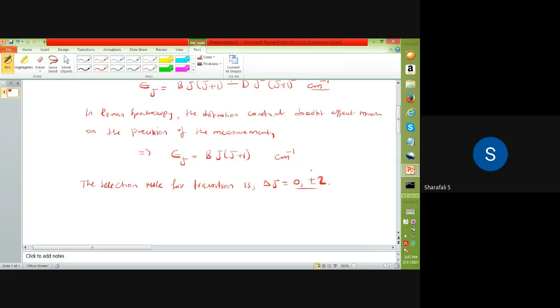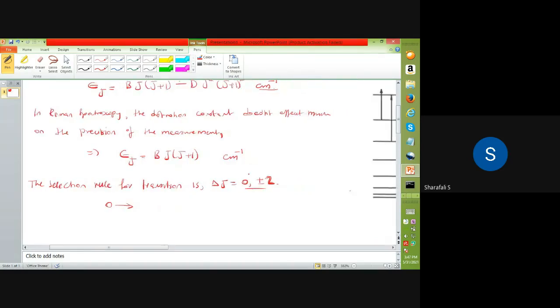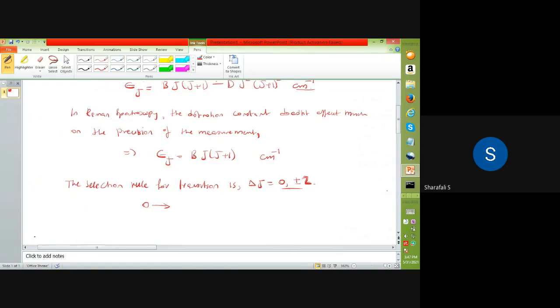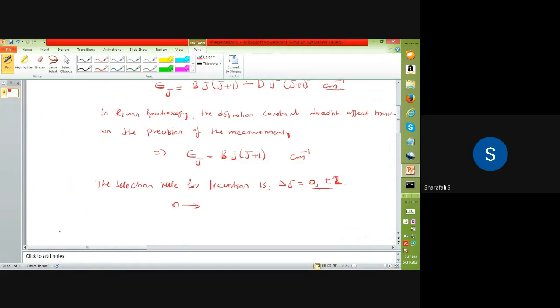And if you're asking why, delta J equal to 0 means there is no change in rotational energy levels. It means that whatever radiation is coming is simply passing through. That is the important concept. Each of these selection rules has some concept, so I will look at that part also.